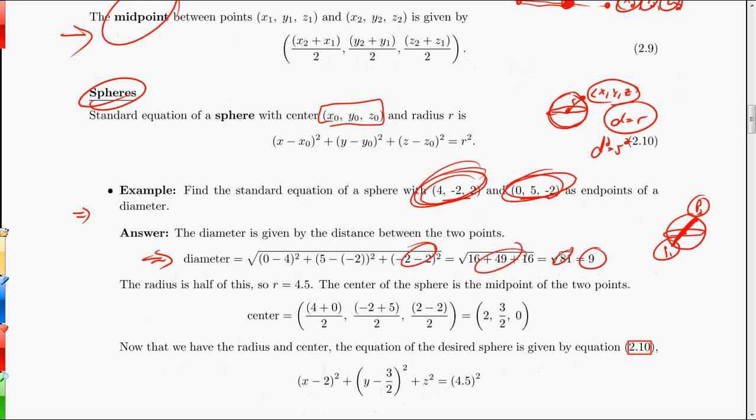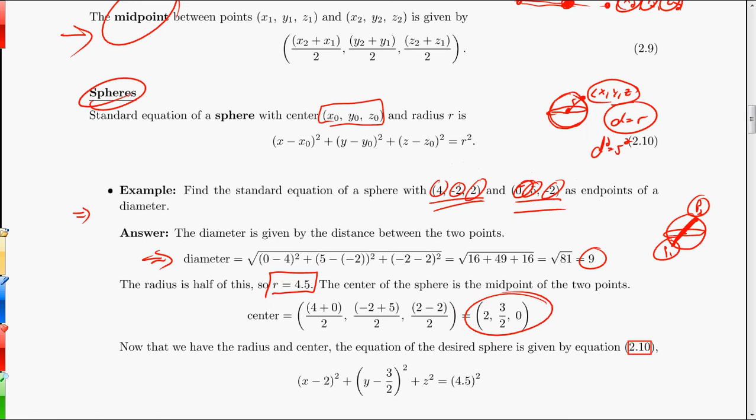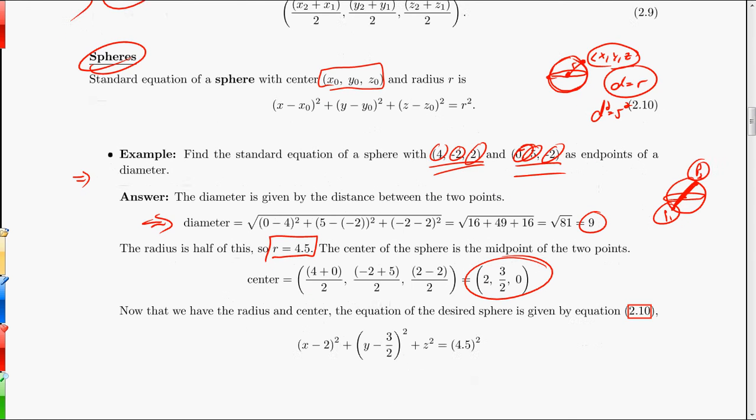The distance of that diameter is 9, so the radius is half that, 4.5. And then the center is just the average of these 2 points. All right, so I take 4 and 0, average that; -2 and 5, average them; 2 and -2, average them, and I get a center of 2, 3/2, and 0.